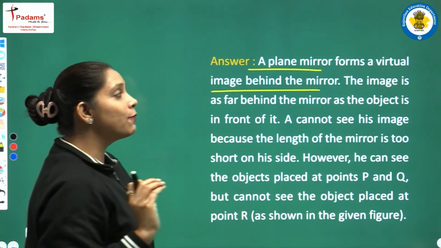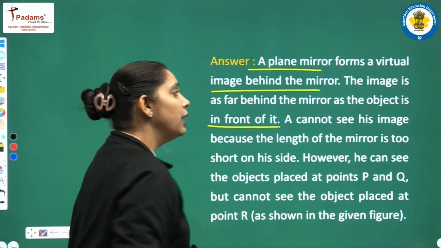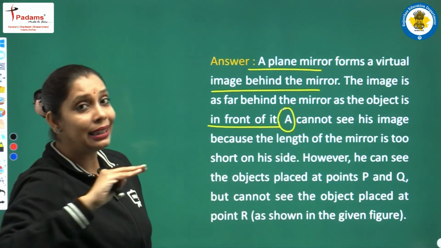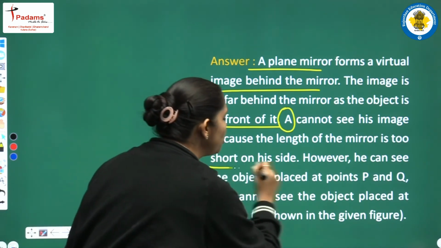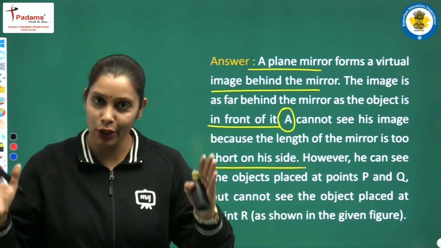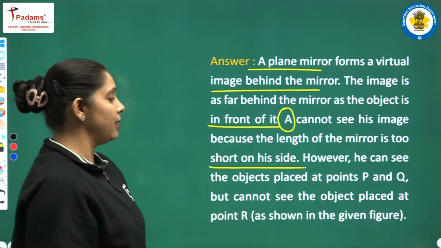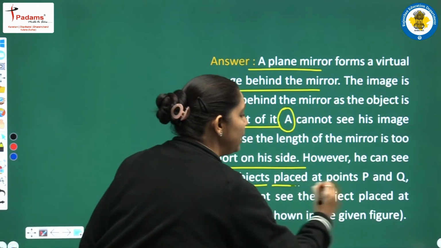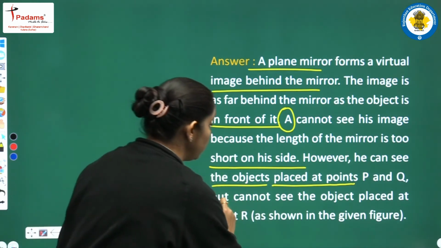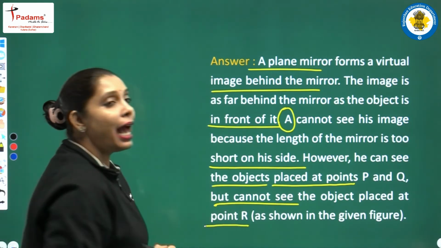The image is far behind the mirror as the object is in the front of it. A cannot see his image because the length of the mirror is too short on his side. समझ में आ गया? कांच का जो आपका मिरर है उसका साइज छोटा है, उसके सामने वो आ ही नहीं पा रहा है. However, he can see the objects placed at point P and Q, but cannot see the object placed at the point R as shown in the figure.